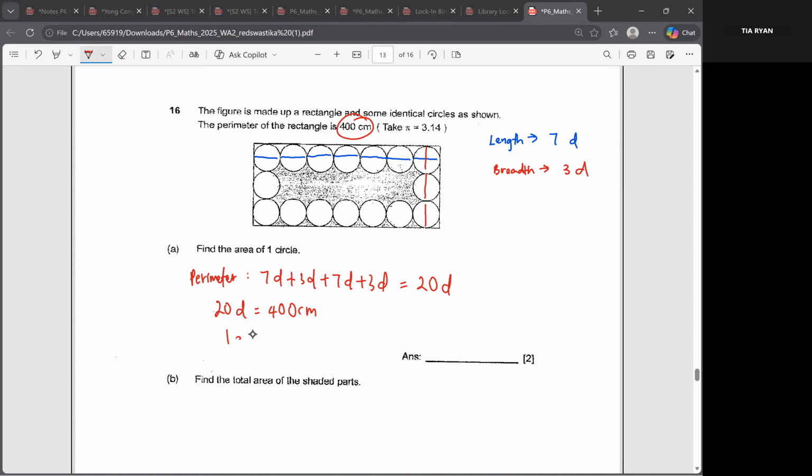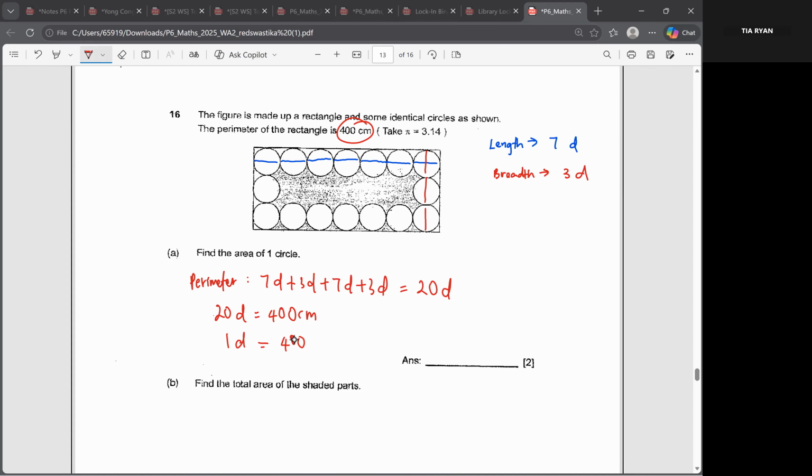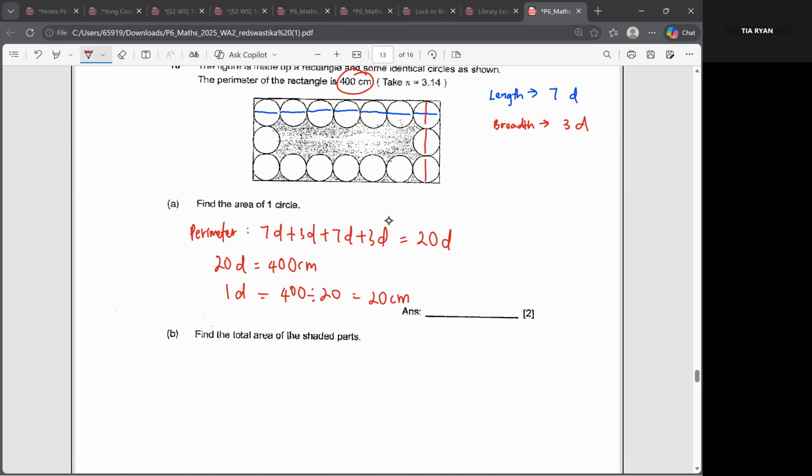So can I find one diameter? 400 divided by 20, which gives me 20 cm. Understand or not? Hence the area of one circle. Since I got one diameter already, what is the radius? I just divide it by 2, right? 20 cm divided by 2 gives me 10 cm. Understand or not? So to find my area of the circle, what is the formula for area of circle?